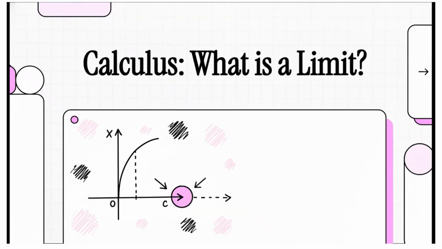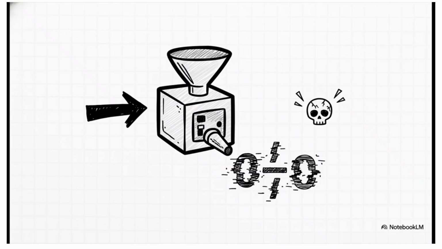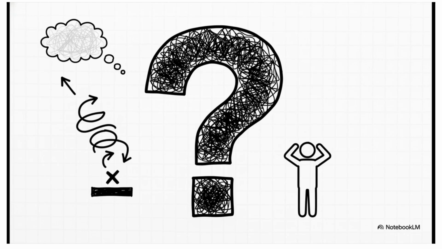All right, let's jump right in. We're going to tackle one of the biggest ideas in all of calculus, the limit. So, take a look at this function. You might think, what's its value when x is exactly 2? Well, if you just plug in 2, you get 0 divided by 0, and that's a big problem. Yep, that's undefined. So, how do we find an answer when there isn't one right at that spot?